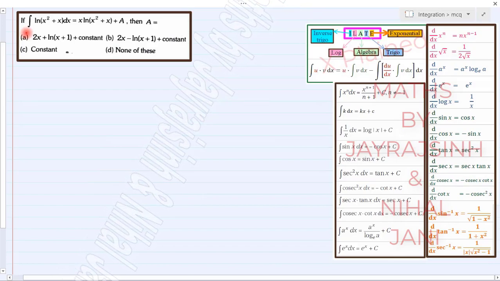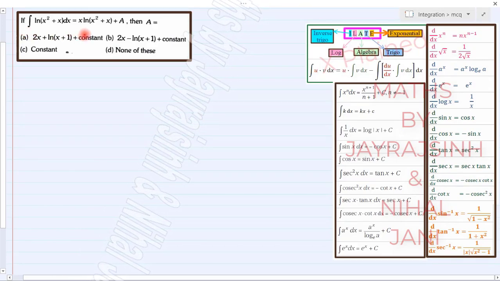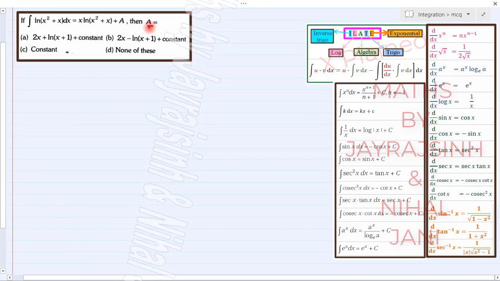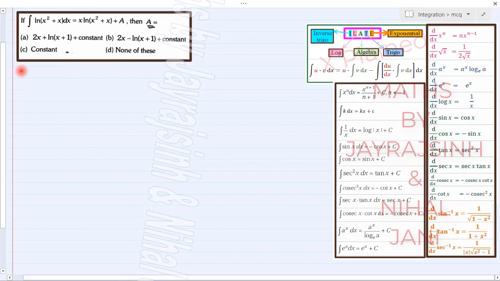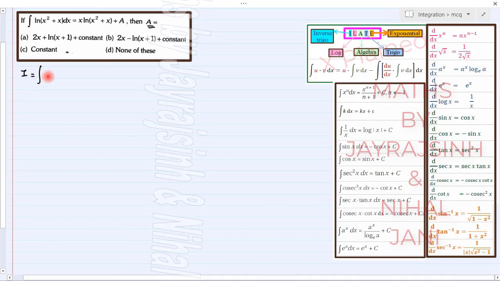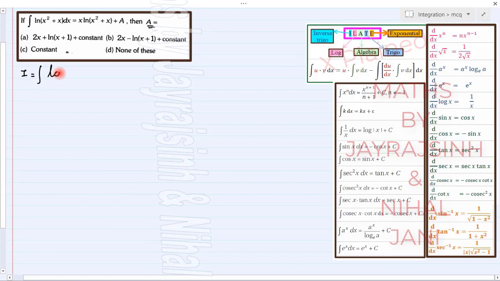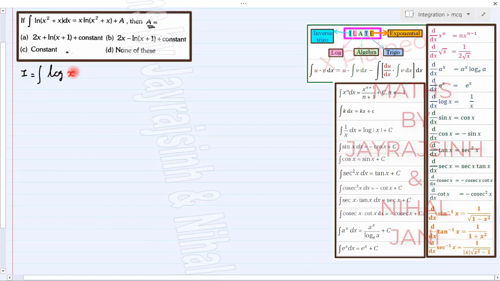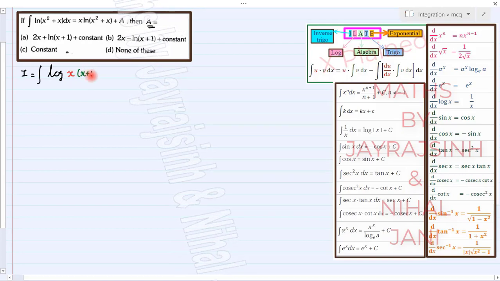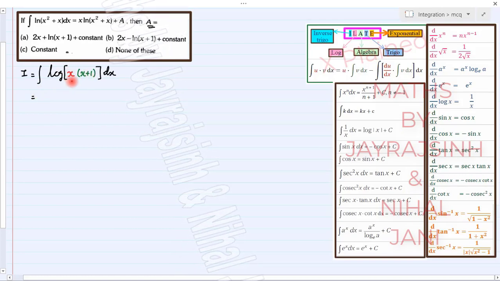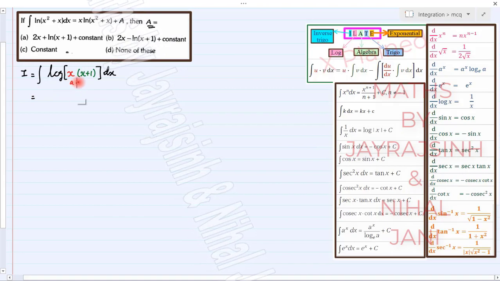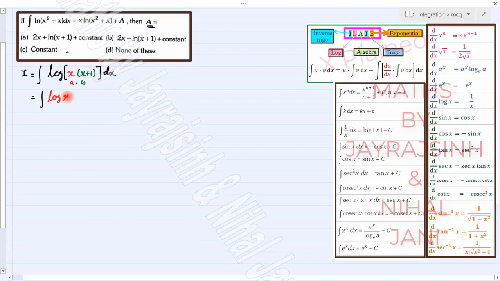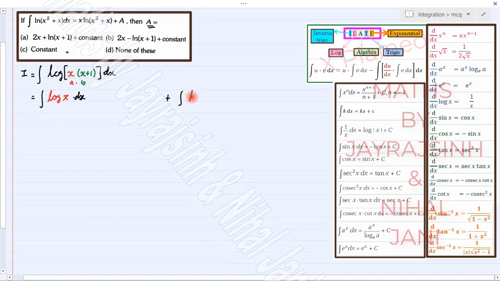Here we have integration of log of x square plus x is equal to x log of x square plus x plus a, and we have to find the value of a. So first of all, let's begin from the left hand side. We have log of x square plus x, or if we take x common, we will get x into x plus 1. Now here we have log of a into b, so we can split it as log a plus log b.